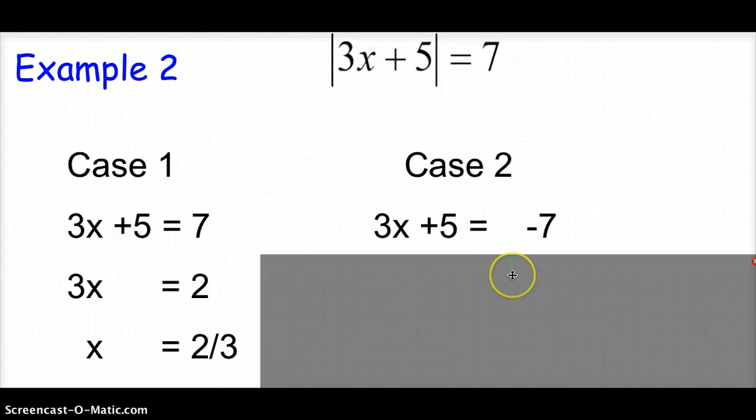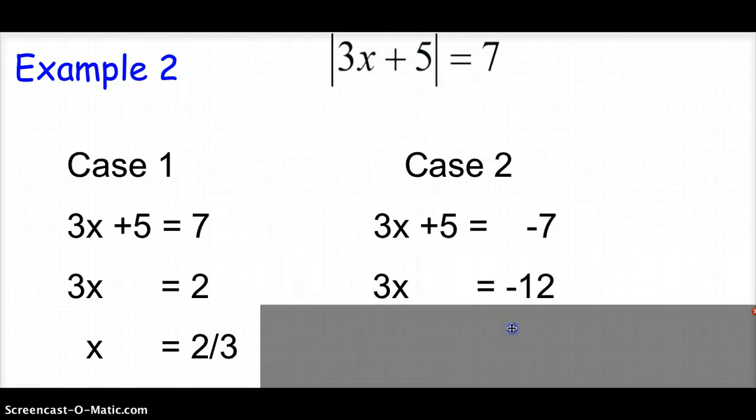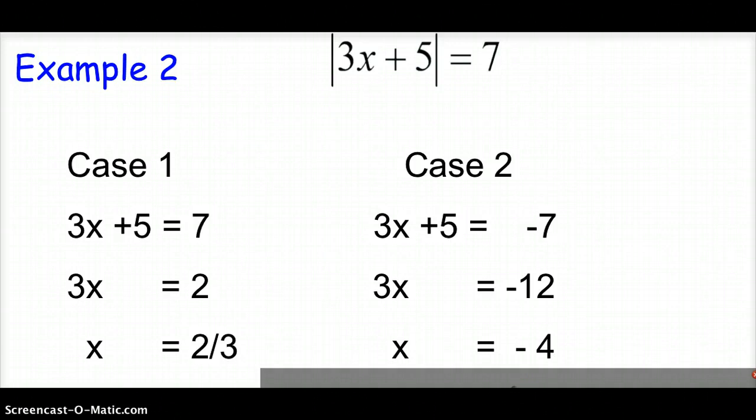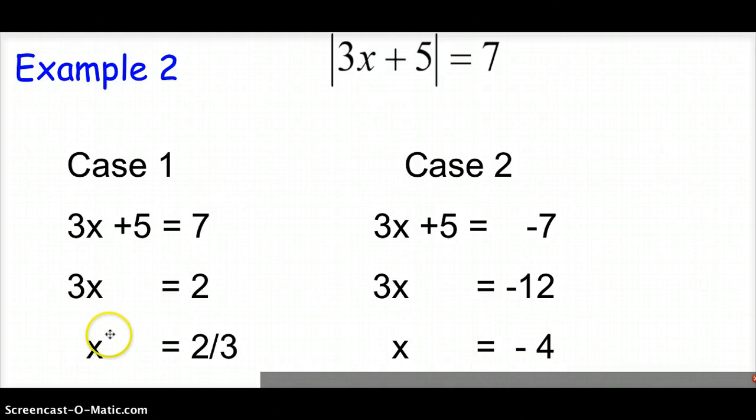On the second case, if we subtract 5 from both sides, we'll have 3x equals negative 12. And then if we divide both sides by 3, we're going to end up with x equals negative 4. So our two possible options here are x equals 2/3 and x equals negative 4.